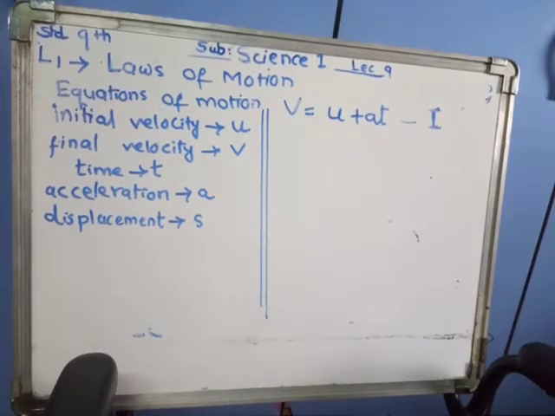Name of first lesson of science first is laws of motion. We were discussing the motion of an object, velocity of the object, acceleration of the object, uniform and non-uniform acceleration. Now our new topic is equations of motion.